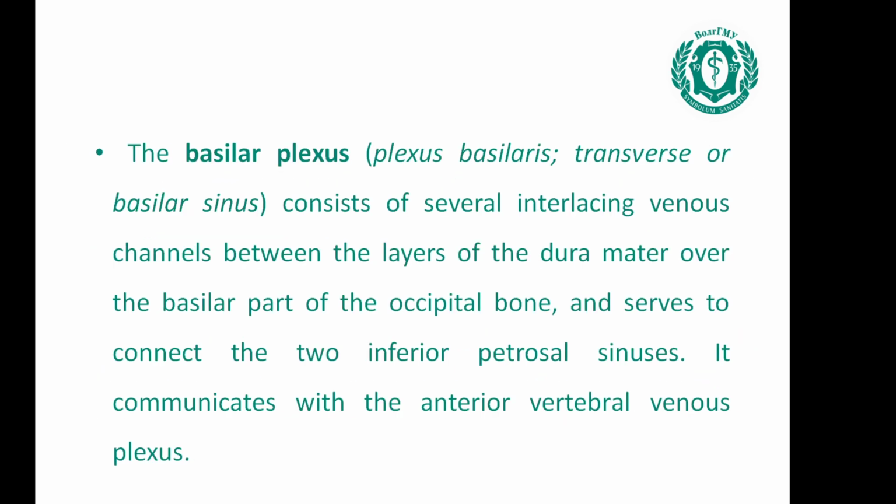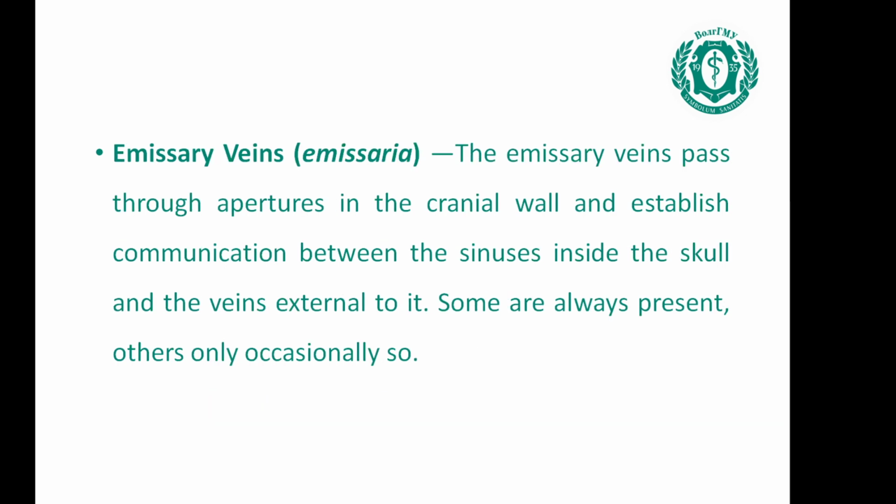nerves. The basilar plexus, plexus basilaris, transverse or basilar sinus, consists of several interlacing venous canals between the layers of the dura mater over the basilar part of the occipital bone and serves to connect the two inferior petrosal sinuses. It communicates with the anterior vertebral venous plexus. Emissary veins, vena emissaria.